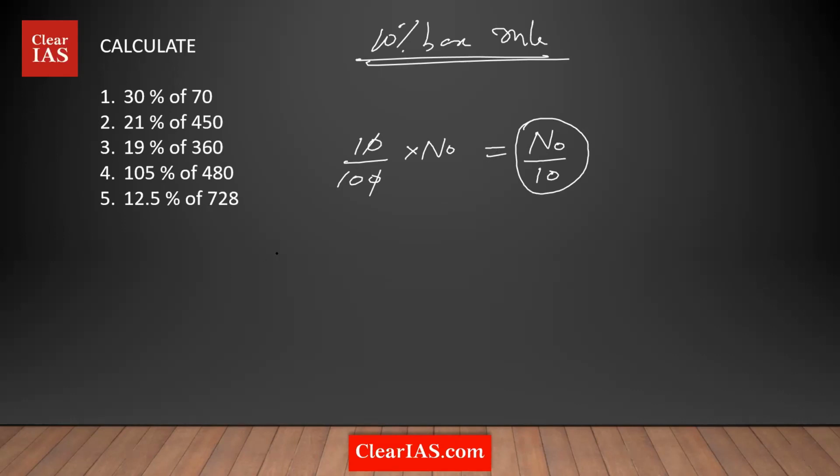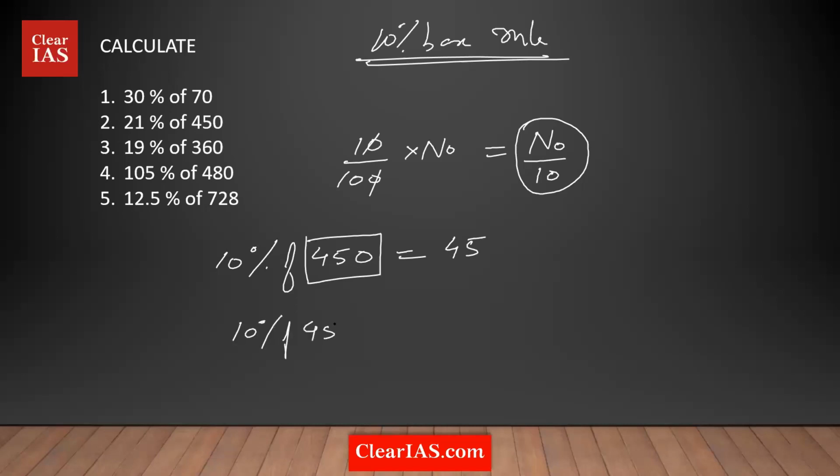That's it. So let's say, for example, I want to calculate 10% of 450. What would be the answer here? 10% of 450 is nothing but you take the number, divide by 10. That's it. 450 divided by 10 is 45. Within the next second, you will get the answer. You don't need to think too much, right? 45. Or what would be 10% of 45? What would be the answer here?